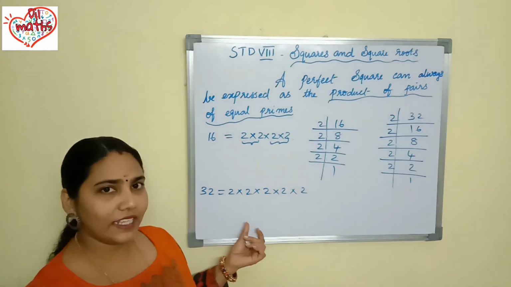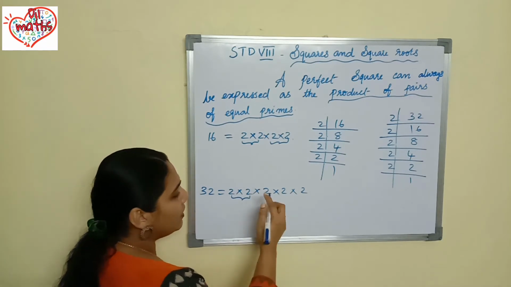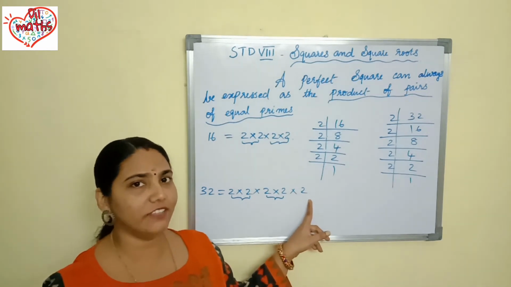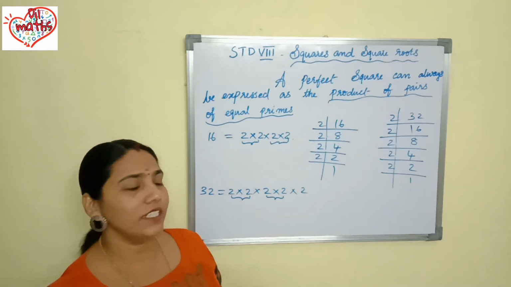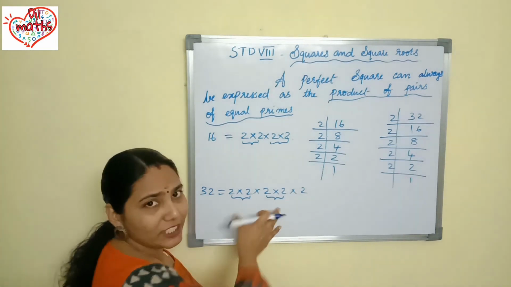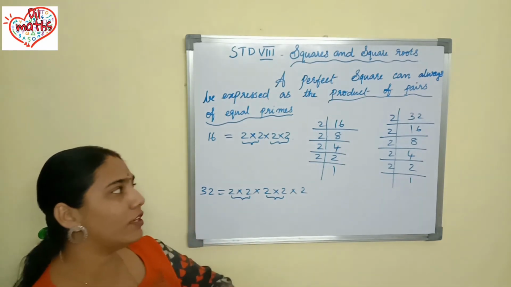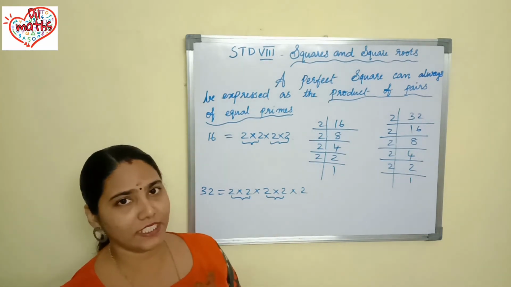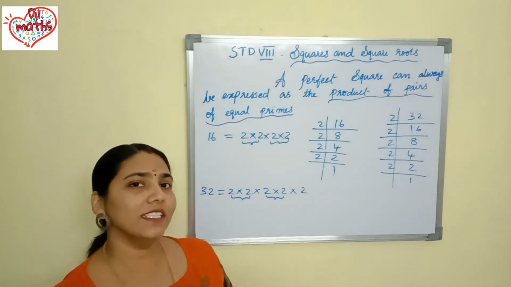I am going to make these factors into pairs. So, this 2 becomes a pair, this again becomes a pair, and you can see that one 2 is left unpaired. So, this 2 has no pair. What can you say from that? You can say that 32 is not a perfect square. Why? Because we couldn't write this as the product of pairs of equal primes. So, you should first find out the prime factorization of the given number, and if you are not able to make pairs of equal primes, you can say that it is not perfect.